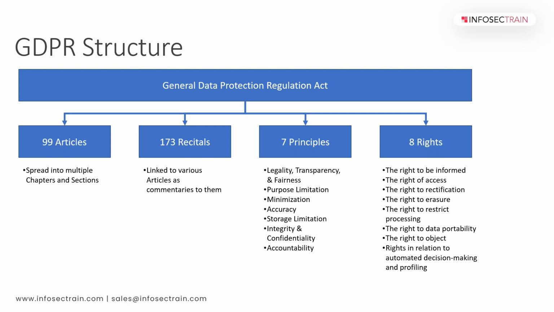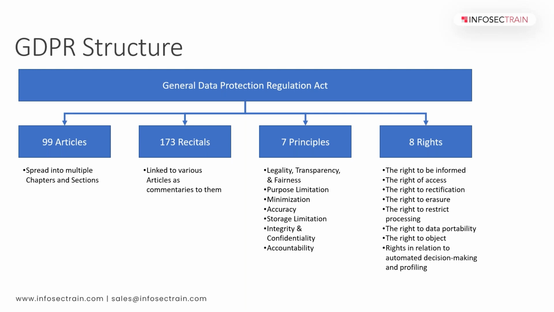Now, to understand these articles more, 173 recitals are given. Recitals are more of an explanation for the articles. Sometimes they give examples so that you can understand. As a commentary, it is given there. Now, all these articles are based on these 7 principles. These 7 principles, what you see here, are the basis.